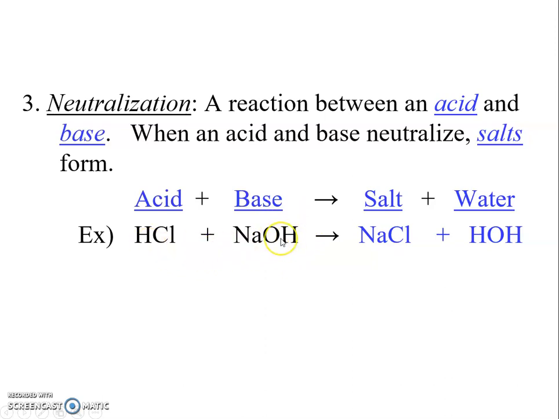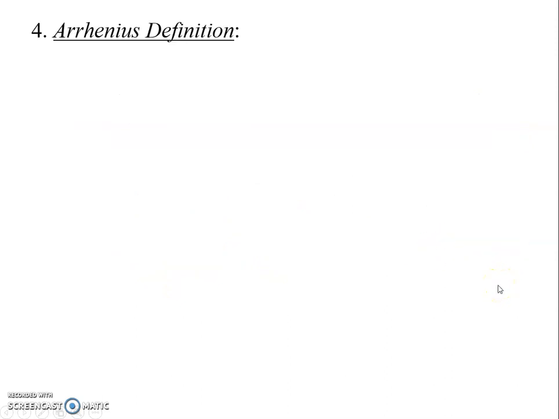So when the acid and the base come together, you might recognize this as a double replacement reaction. The Na joins with the Cl to give me NaCl. The H will combine with the OH to give me HOH, or H2O, which is water.